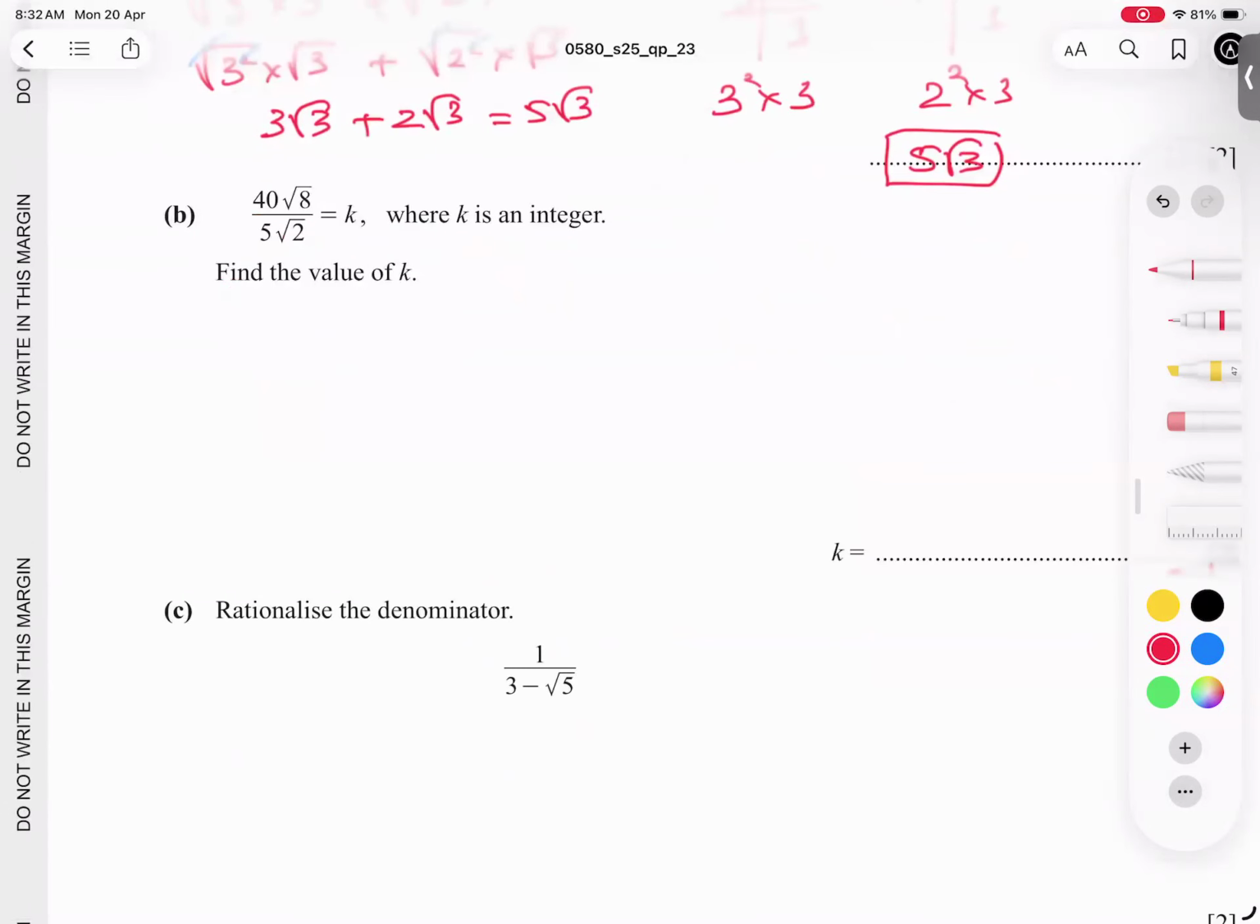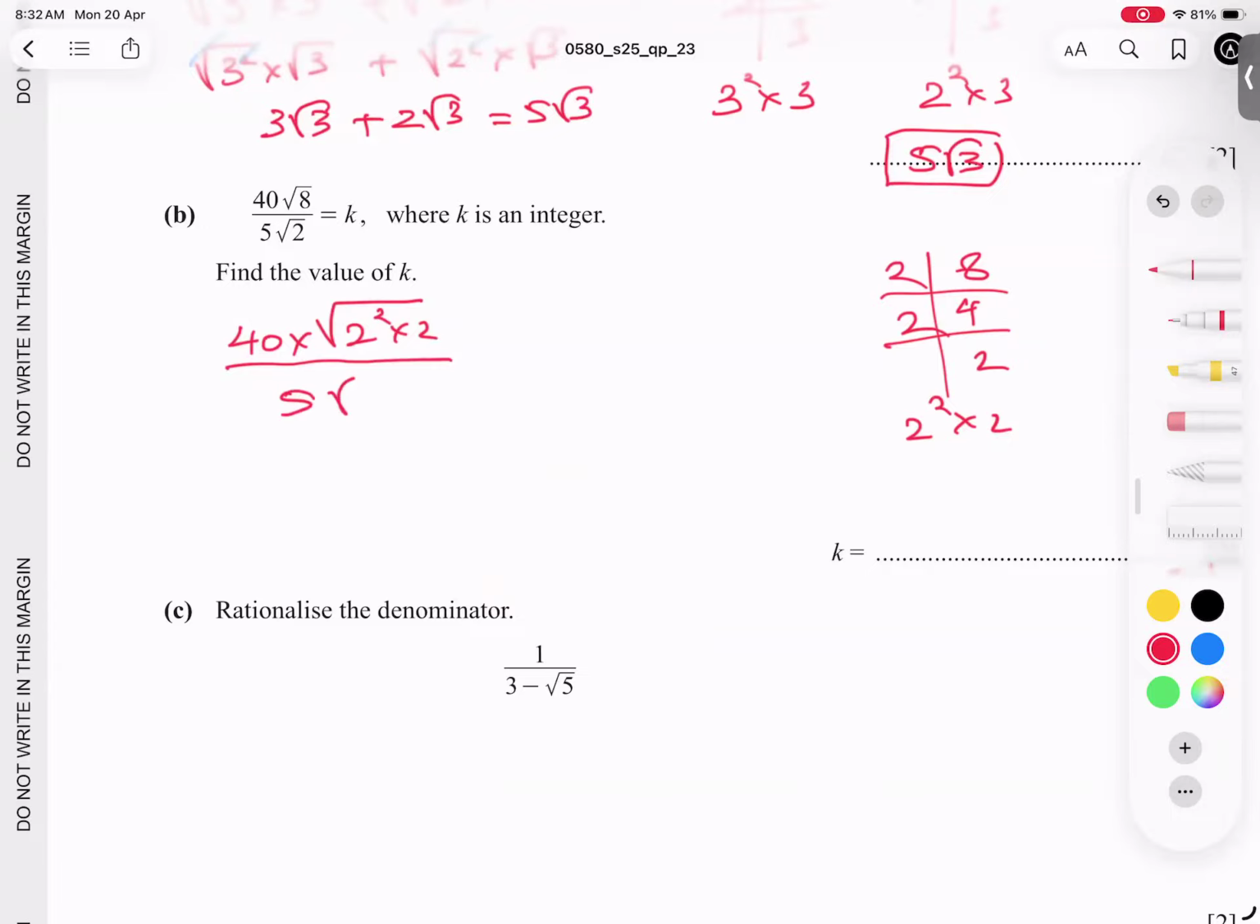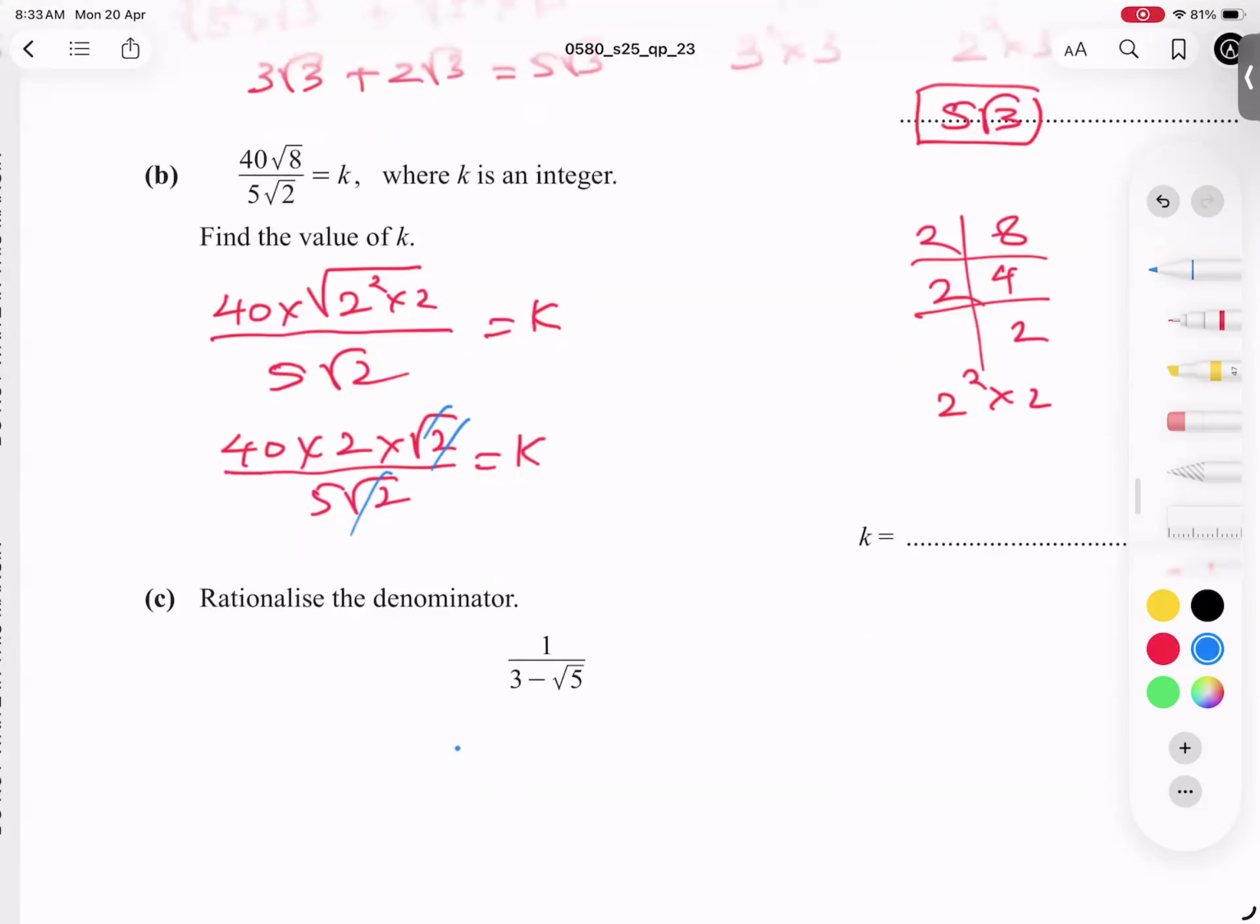The next one, he has given almost the same story. I can do the same for 8: 2, 4 times and 2, 2. Again, 2 square into 2. I'm going to replace it in the place of 8. So 40 into 2 square into 2 over 5 root 2 is equal to k. Again 40 and this cancel out. We get 2 alone, but 1 root is inside. So check it, root 2 cancels out completely and 5 8s are 40. And 8 to the 16, so we got 16. So 16 is our final answer.